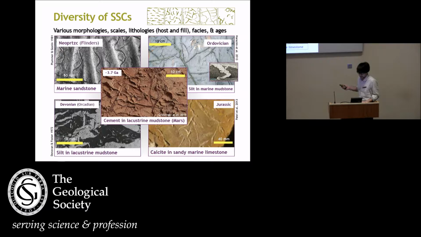Here's a Jurassic sandy marine limestone with calcite-filled cracks in it. And finally, here's an example that was described recently from Mars, where there are apparently very similar-looking cracks to these, cemented by an unknown mineral in a lacustrine mudstone. This is in Gusev crater, nearly 4 billion years old.